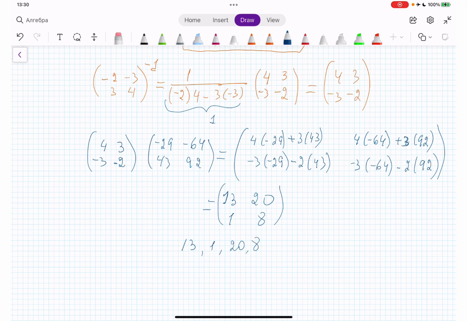Now we can go back to our alphabet and find which letter is matching to our 13, 1, 20, and 8. So if you go by alphabet, 13 is going to match M. 1 is going to match A. 20 matching T. And 8 is matching H. The problem is solved. We encoded and decoded the word.